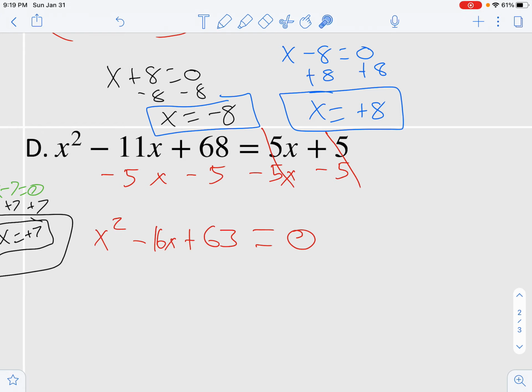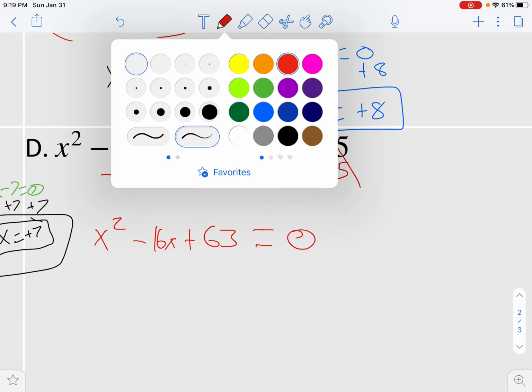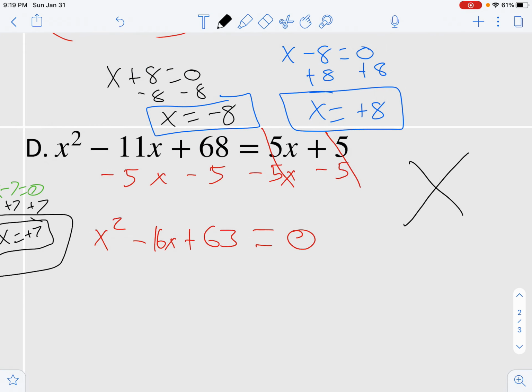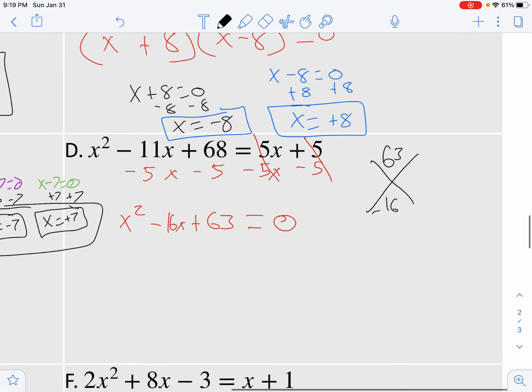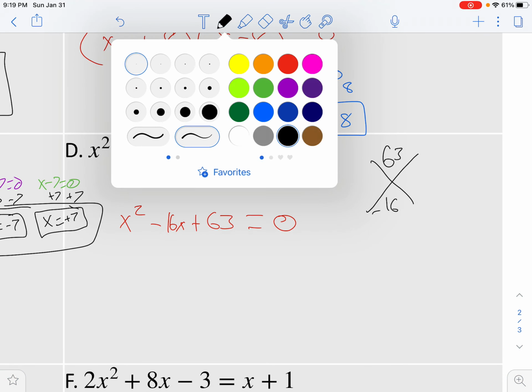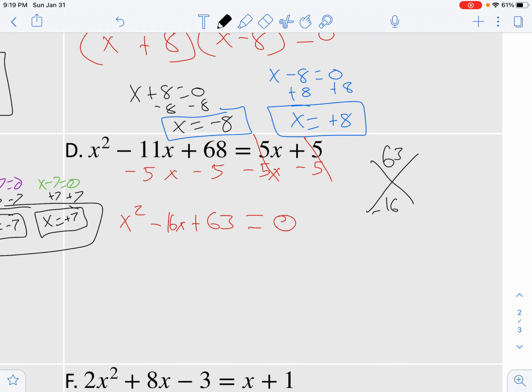So now, greatest common factor, I don't have one. 1, 2, or 3 terms, I have 3 terms. Means I'm going to use my big X. No leading number, no extra work. So 63 and negative 16. We'll multiply to create 63 and combine to make negative 16.